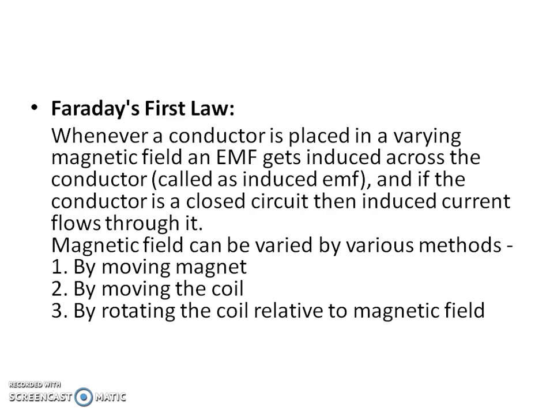That is called Faraday's first law. Whenever a conductor is placed in a varying magnetic field, an EMF gets induced across the conductor, called the induced EMF, and if the conductor is a closed circuit, then induced current flows through it. Magnetic field can be varied by various methods: 1. By moving the magnet, 2. By moving the coil, 3. By rotating the coil relative to the magnetic field.